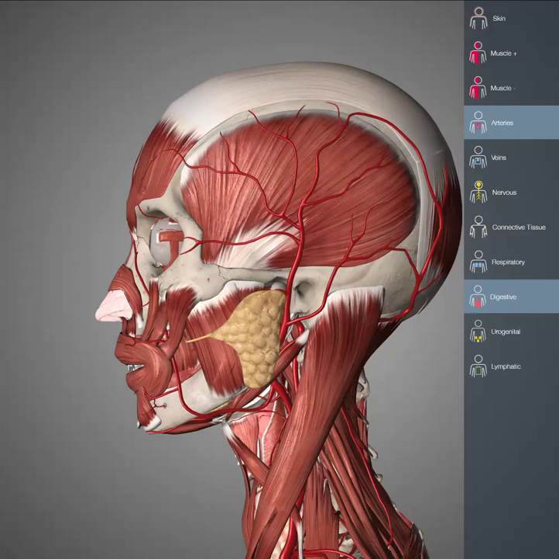Now, it has parasympathetic innervation and sympathetic innervation. Parasympathetic innervation comes from the glossopharyngeal nerve. Sympathetic innervation comes from the superior cervical ganglion.